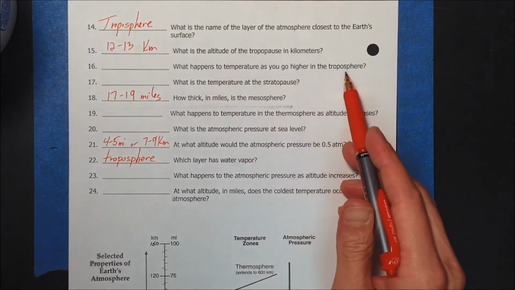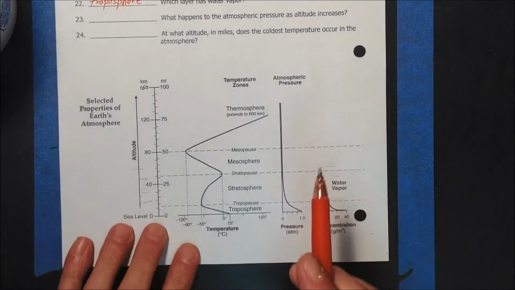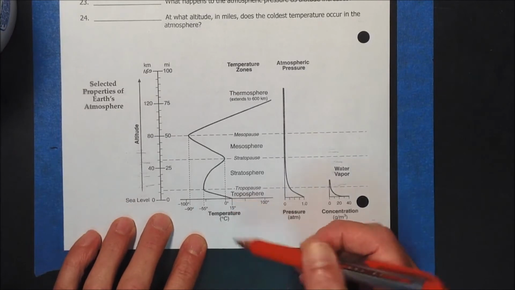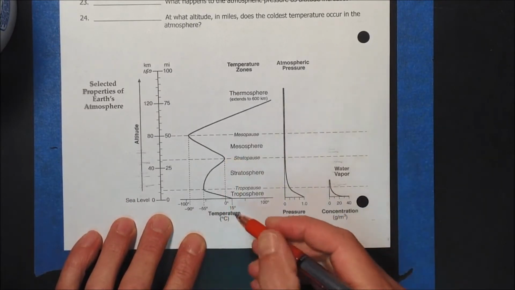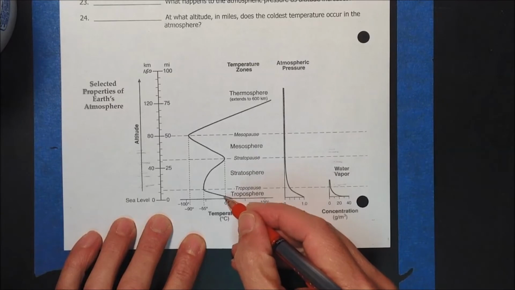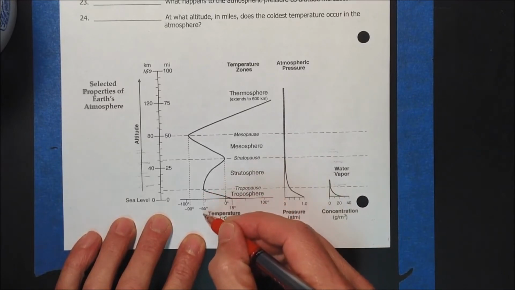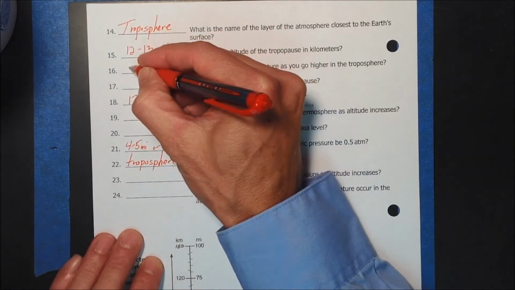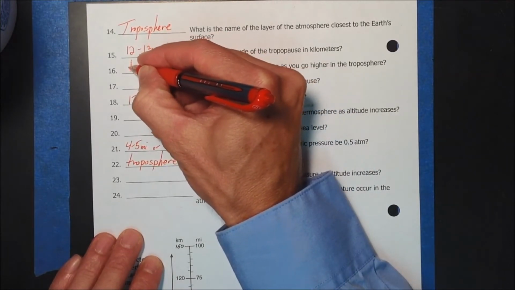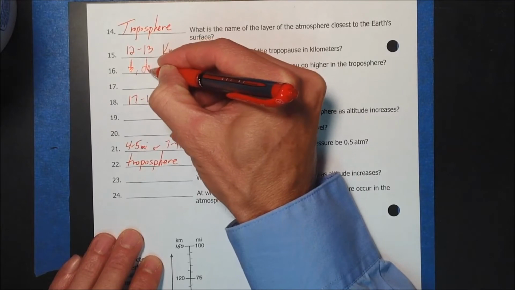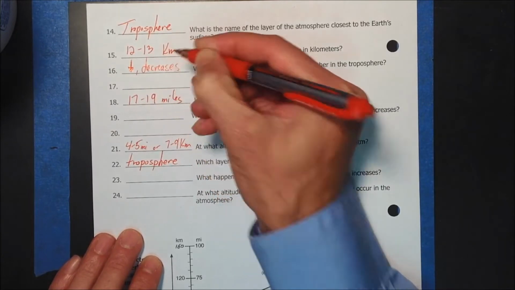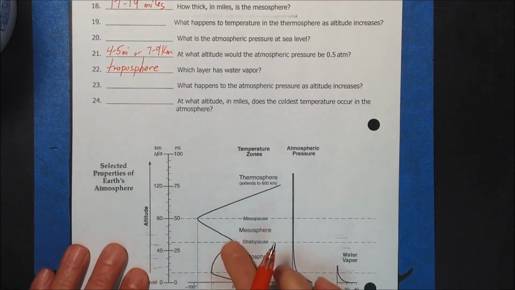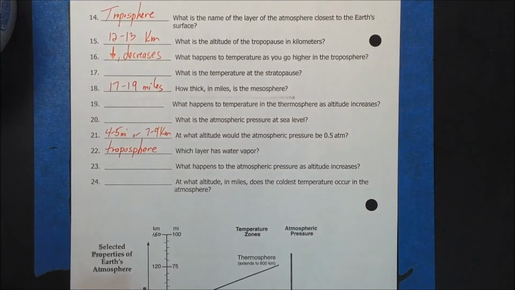What happens to the temperature as you go higher in the troposphere? So as you go up in the troposphere, the temperature starts out at 15 C, and it gets colder, colder, colder. At the top of the troposphere, it's negative 55. So as you go up, the temperature goes down. You could draw an arrow going down, or you could say the temperature decreases. That works. But the key is realizing what this line is, that it shows you temperature.